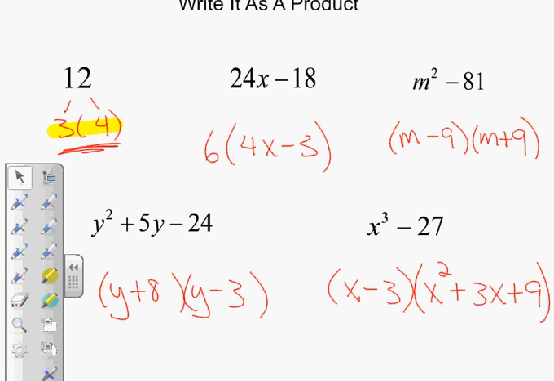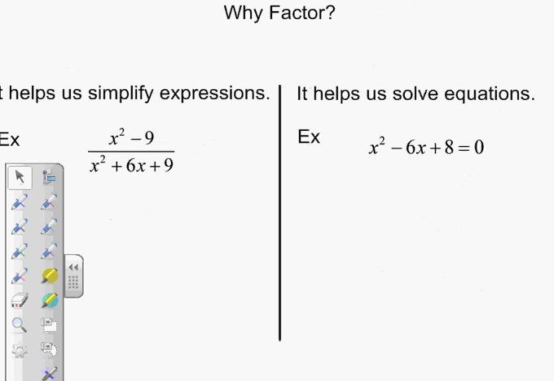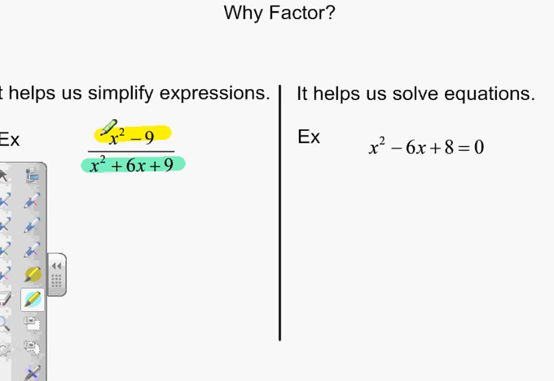So let's take a look at what that actually looks like real quickly. Okay, so why factor? It helps us simplify expressions. It helps us solve equations. For example, if I took this quotient, you notice up top there's a difference, and on the bottom there's a sum. Well, by factoring this, and again, you might not understand exactly how I'm factoring it, but you'd see that x squared minus 9 can be written as x minus 3 times the quantity x plus 3.